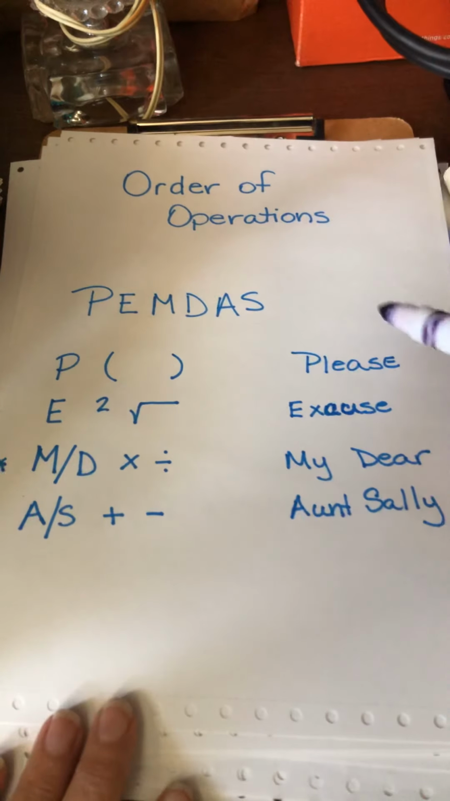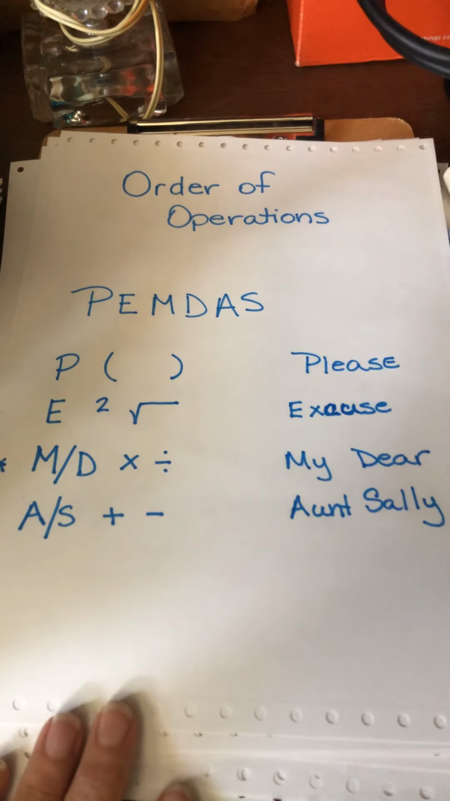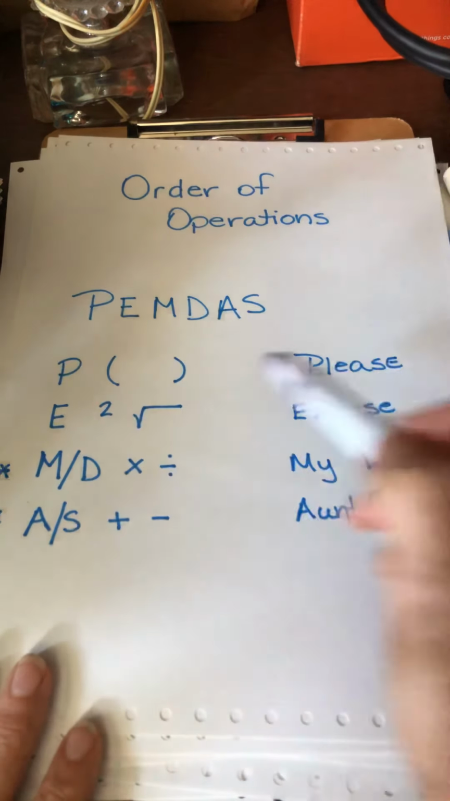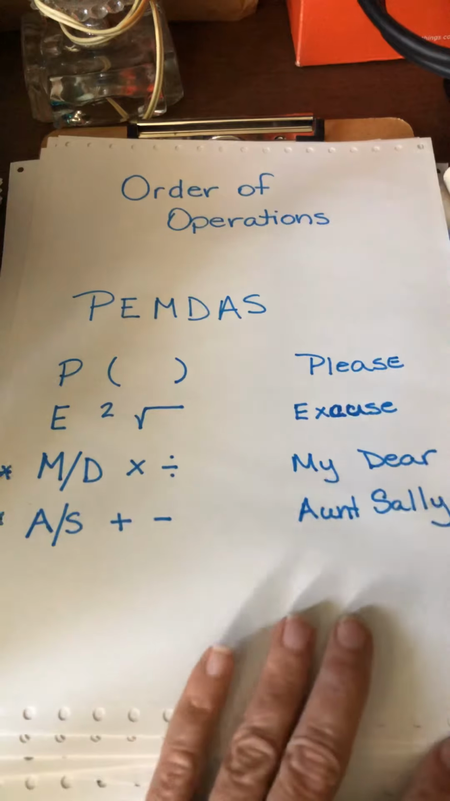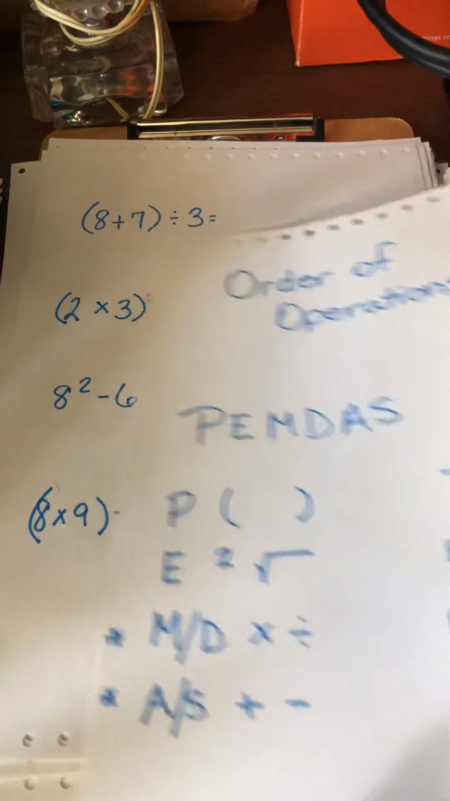Now, some people call it this: Please excuse my dear Aunt Sally. Some people refer to it that way because it stands for these initials and it helps them remember. So if you haven't written that down, stop and write that down.